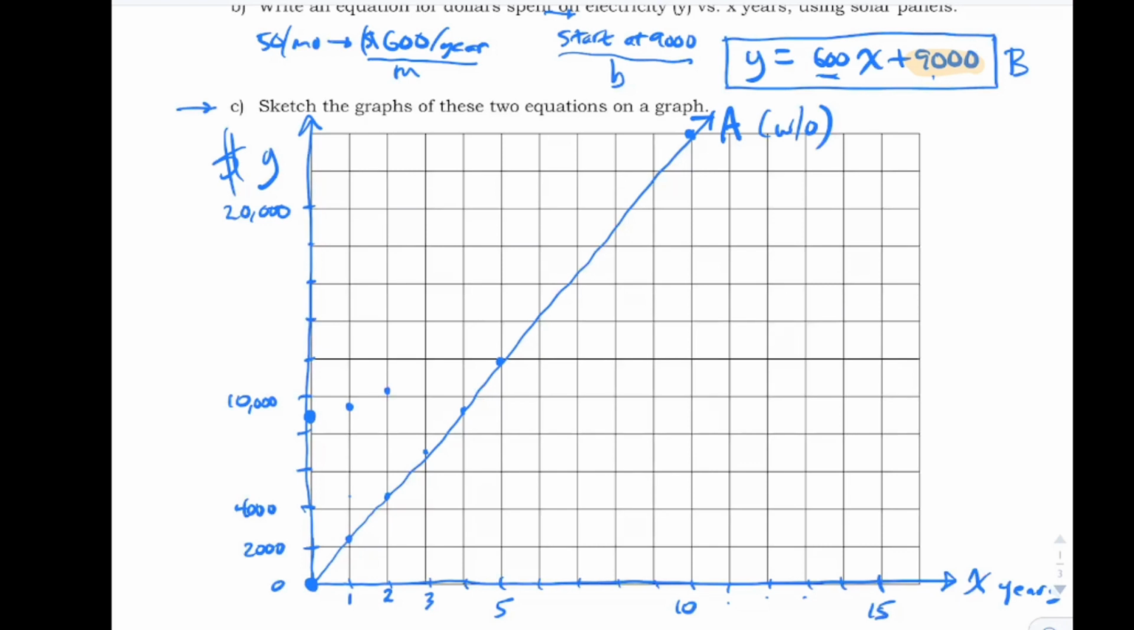And oh heck, you know what? We know we're supposed to break even at 5 years. So I know I'm going through that point. So why don't I just do this? I went from 9,000 to 12,000 in 5 years. So I'm going up 3,000 over 5 years. So if I go up another 3,000 over another 5 years, it's got to be going through that. Up another 3,000 over another 5 years, it's going to be going like that. And there's our line B. This is with solar panels.